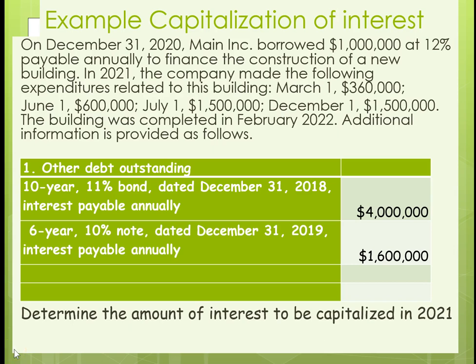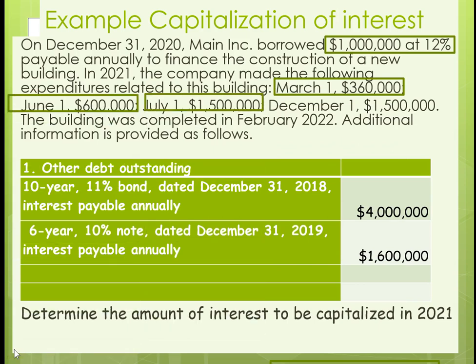So what information do we need? We need to know that $1 million was borrowed specifically for the construction of the new building, which means that we're going to include all that interest. Then what we have to do is figure out the weighted average of these payments, and that's what we're going to do first, is determine the weighted average accumulated expenditures for the building in 2021.